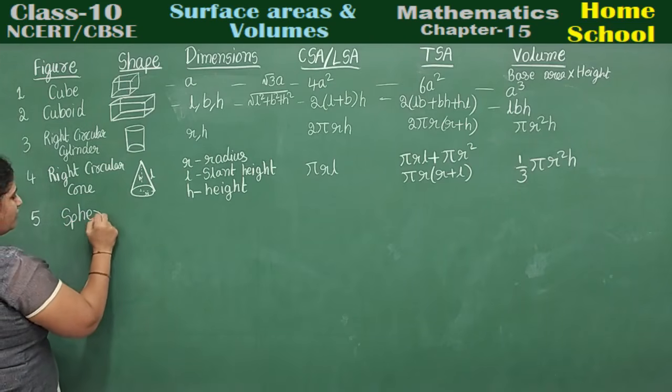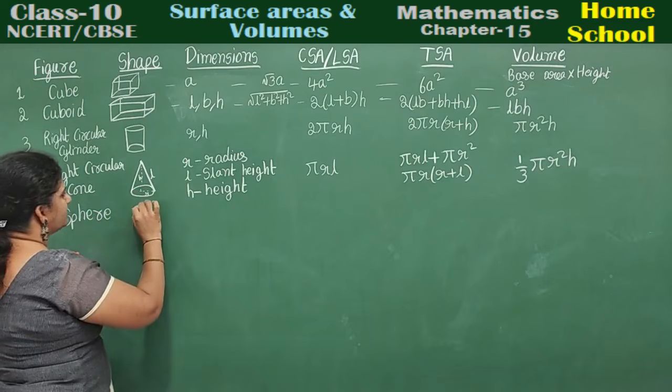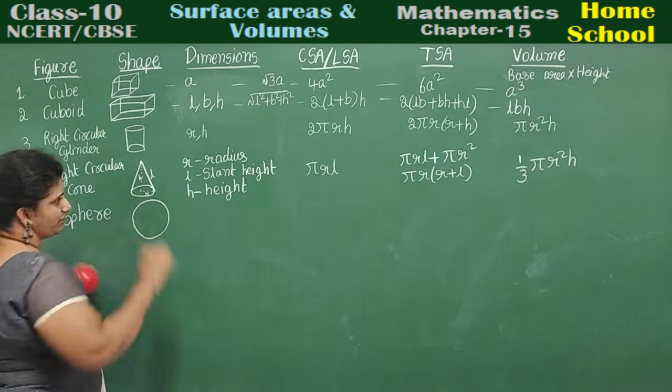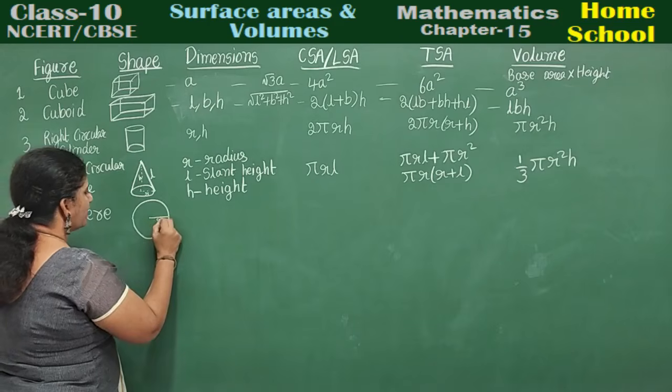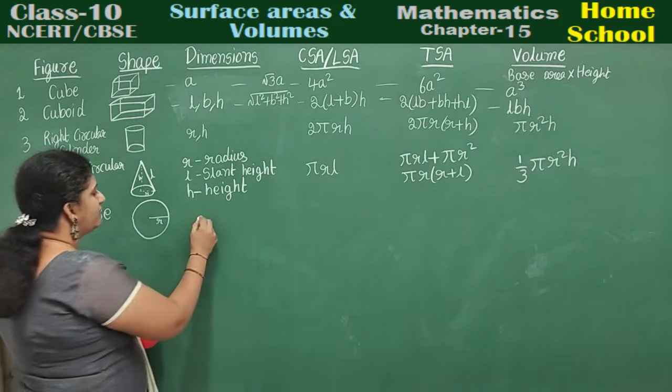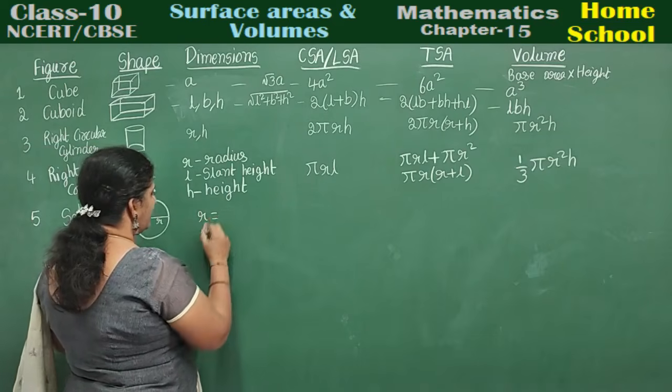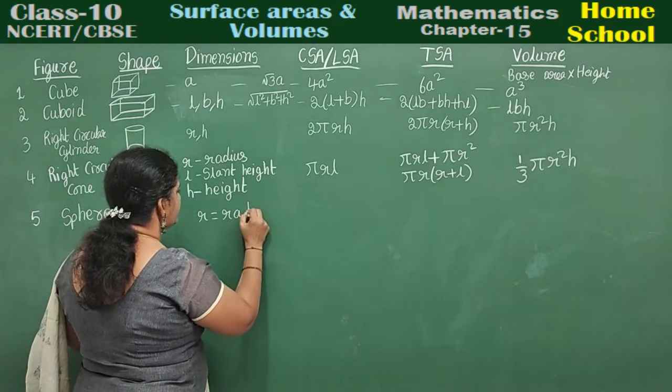Sphere. Which shape is it? It is in circular shape. It has a radius. One dimension is radius, that is R is equal to radius.